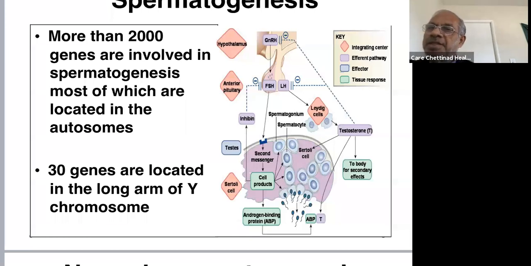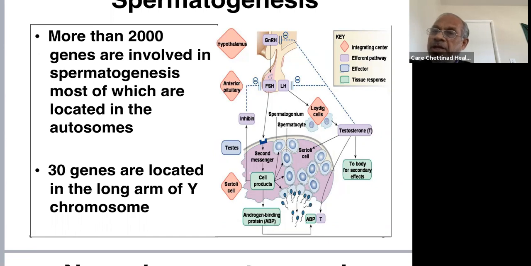Just a word about the physiology. As you can see from this slide, from the hypothalamus comes the GnRH. GnRH stimulates FSH and LH. GnRH stimulates FSH initially, which acts on the Sertoli cells. Sertoli cells produce transferrin and androgen binding protein. At the same time, LH acts on the Leydig cells. Leydig cells produce testosterone. This testosterone circulates in the blood, and testosterone also is actively transported by the Sertoli cells into the intraluminal compartment.